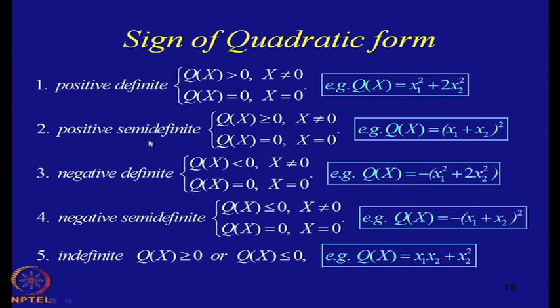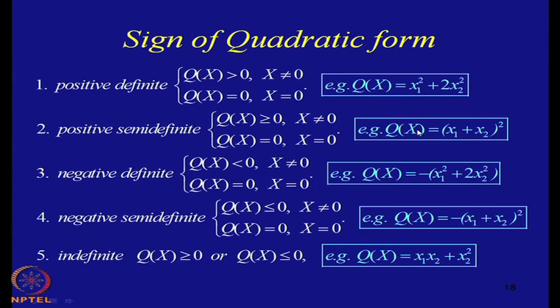Similarly, for the next, if the quadratic form is greater than or equal to 0 for x not equal to 0, then the corresponding quadratic form is positive semi-definite. Look at this expression. For example, Q(x) equal to (x1 plus x2) whole square. If we see this expression, for every x1 and x2, this value is always greater than or equal to 0. When will it be equal to 0? When x1 will be equal to minus x2.